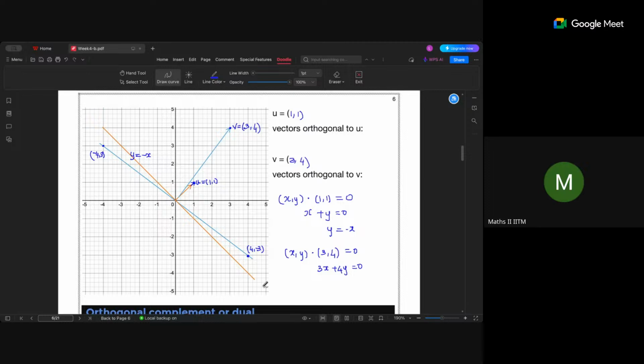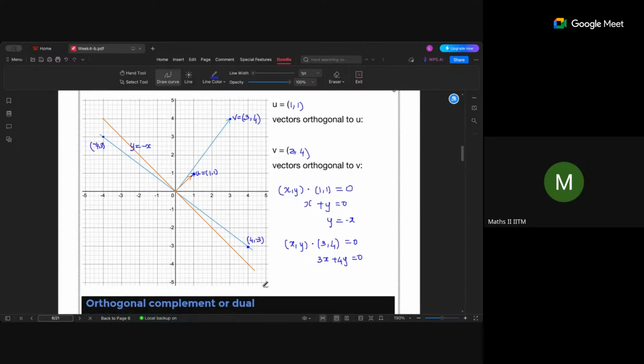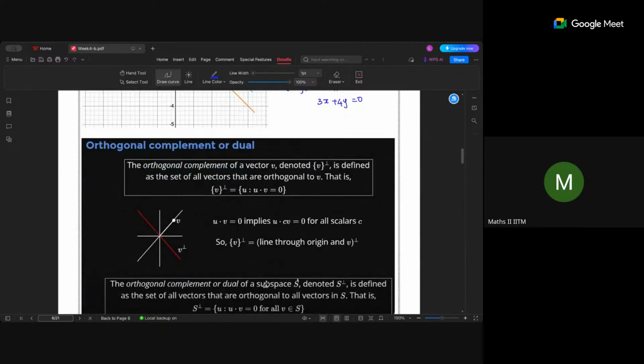Okay. So here is a name for such vectors orthogonal to a given vector: the orthogonal complement. This is the name we are giving for the set. Nothing new here. The orthogonal complement of a vector v is denoted by v perp.